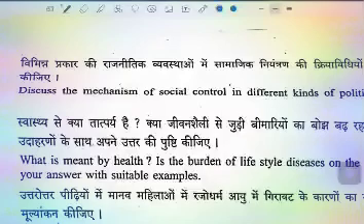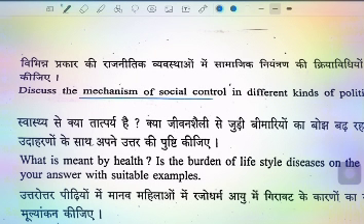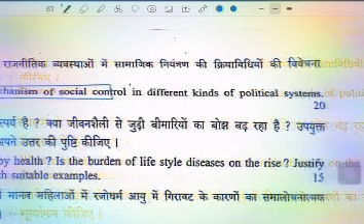The next question is about the various socio-cultural studies. Here we have to see: discuss the mechanism of social control in different kinds of political systems.